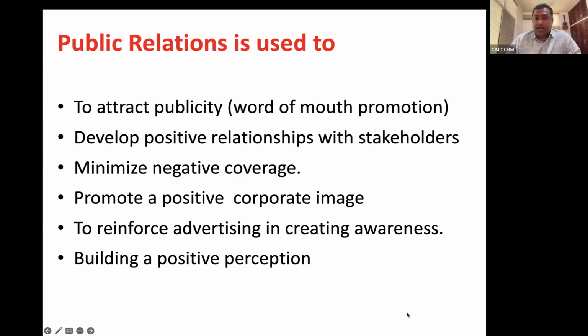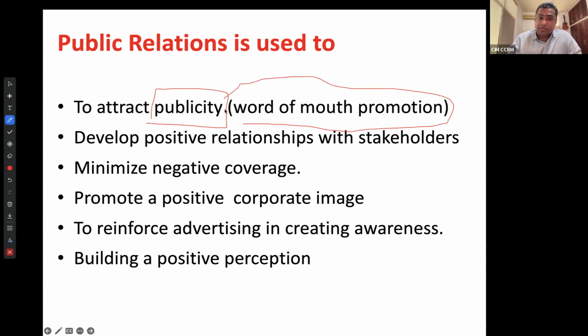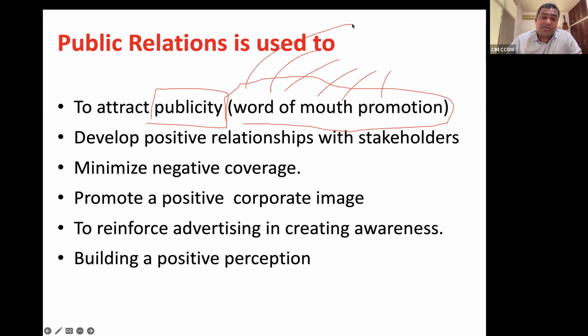That is advertising. But public relations objectives are to attract publicity, positive word of mouth, talk value, positive word of mouth promotion. That means people speaking very good about the company, very good about the products, right? You know, positive word of mouth promotion is stronger than advertising because people recommend it and it spreads like forest fire. Happy customers bringing other customers is much better than a TV ad that you see on prime time.